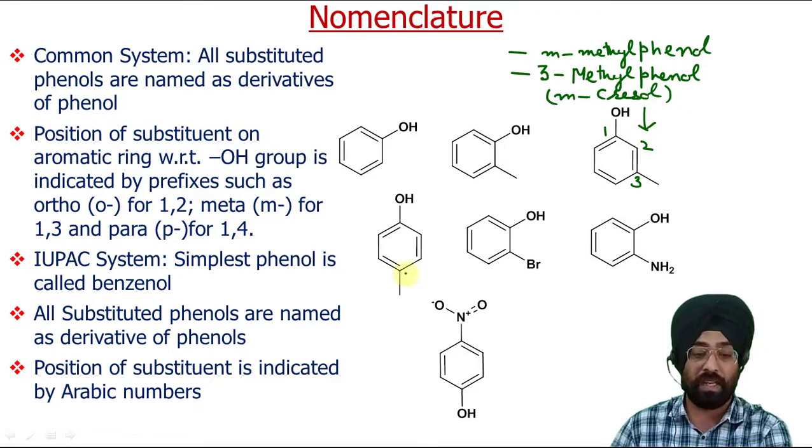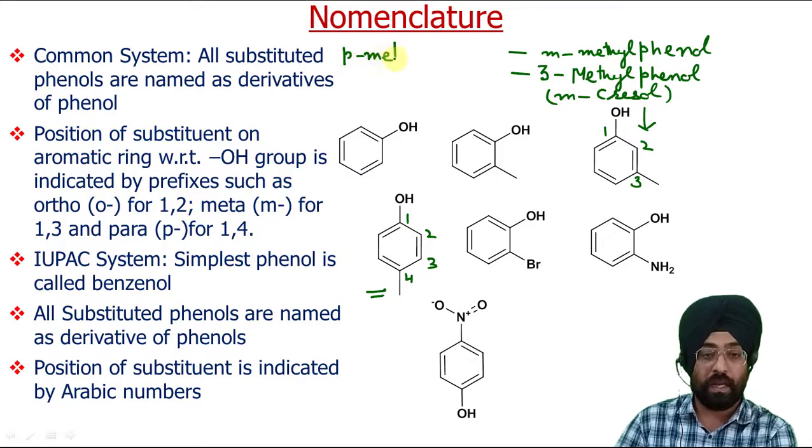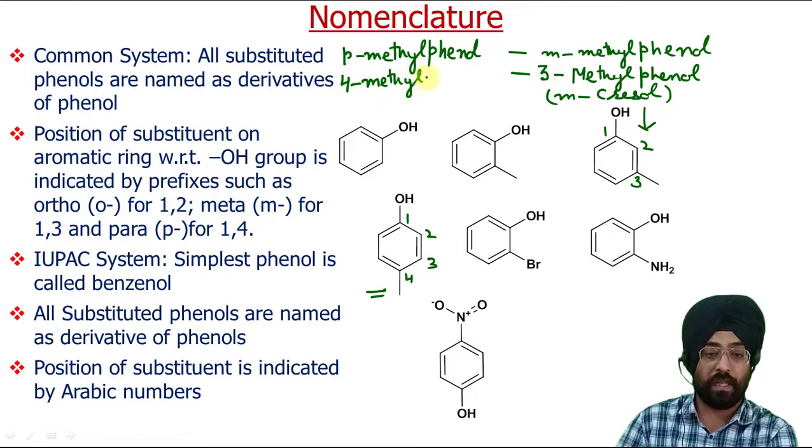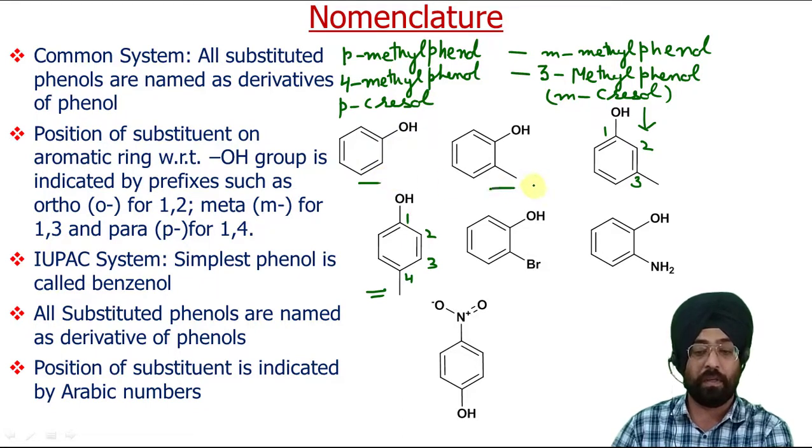So let us move to next compound. So again it is similar. Now we have 1 2 3 4, 1 4 substituent. So 1 4 substituent we use para. So I will write the name here. So it is para methyl phenol, that is its common name. Its IUPAC name will be 4 methyl phenol, and its trivial name will be paracresol. So that's how we name these compound.